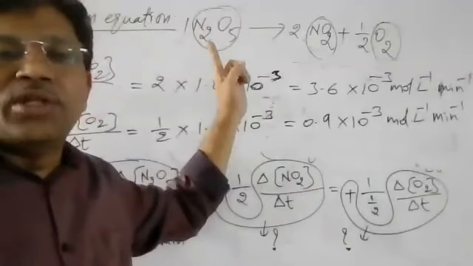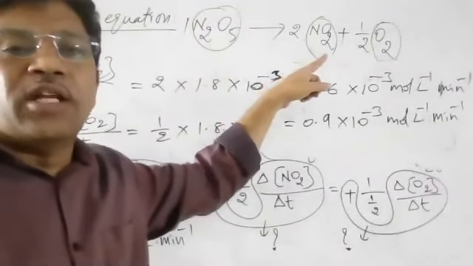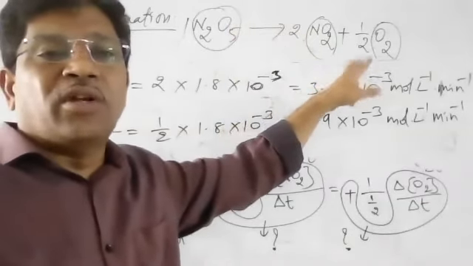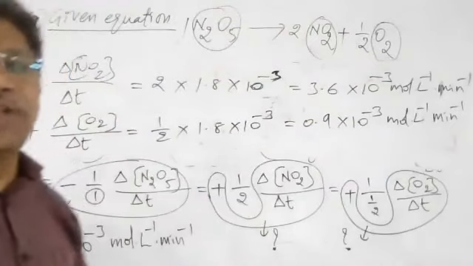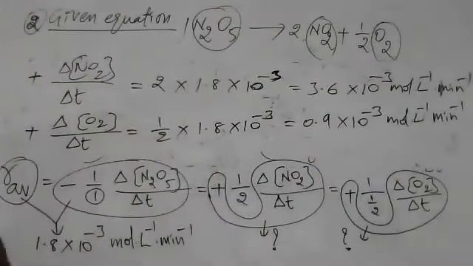Suppose the rate of decomposition of N2O5 is x. Then the NO2 rate of formation is 2 into x, and O2 formation is 1 by 2 into x. That only we did here.